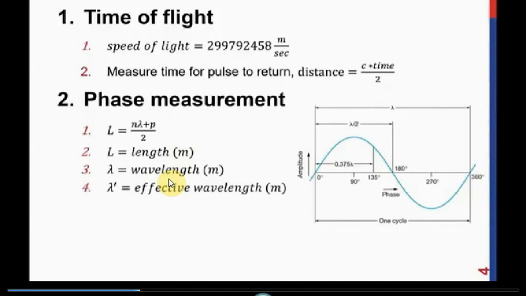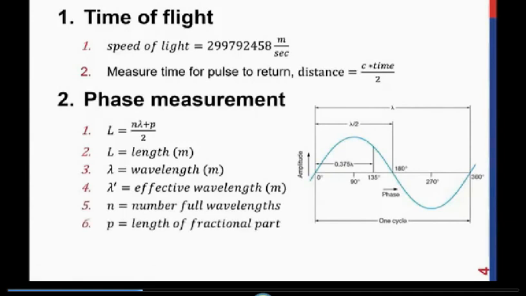So L is the length of the line, lambda is the wavelength, which is in meter, length is also in meter, lambda dash is effective wavelength, which is also in meter, n is number of full wavelengths, and P is length of fractional part.